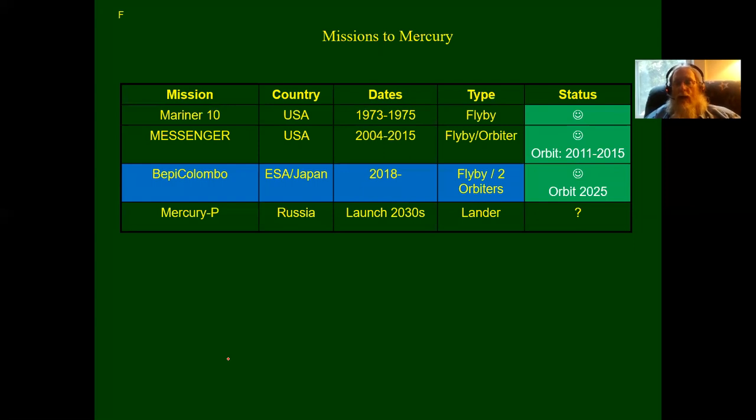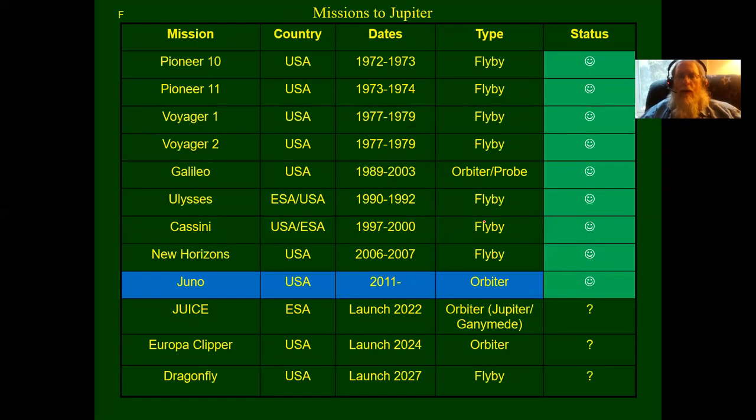And after doing one or more flybys, I don't think it's done any of the flybys yet, but in 2025, the orbiters will go into orbit. And then there's this Russian idea for a lander, which is at least a decade away from launch. And I don't know if it should be in the planned or proposed category. So take that with a big grain of salt.